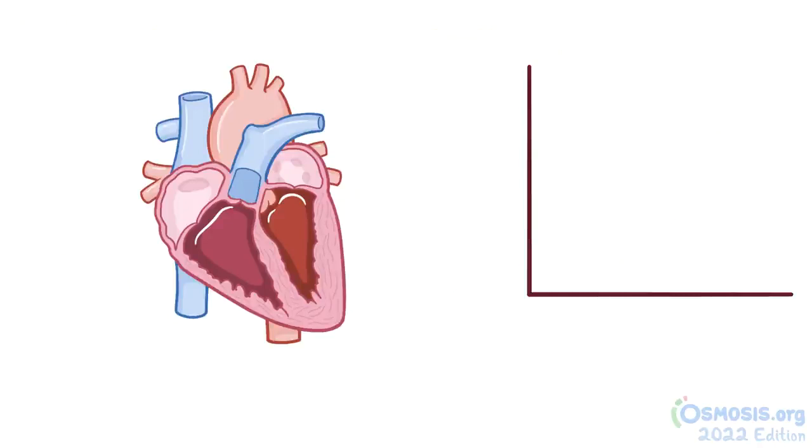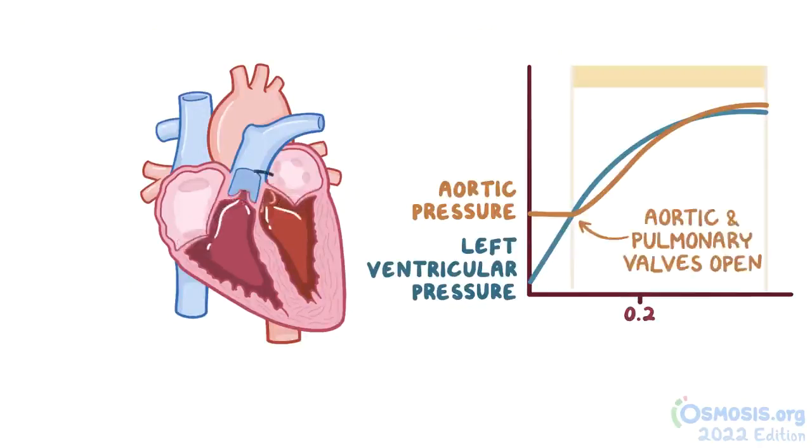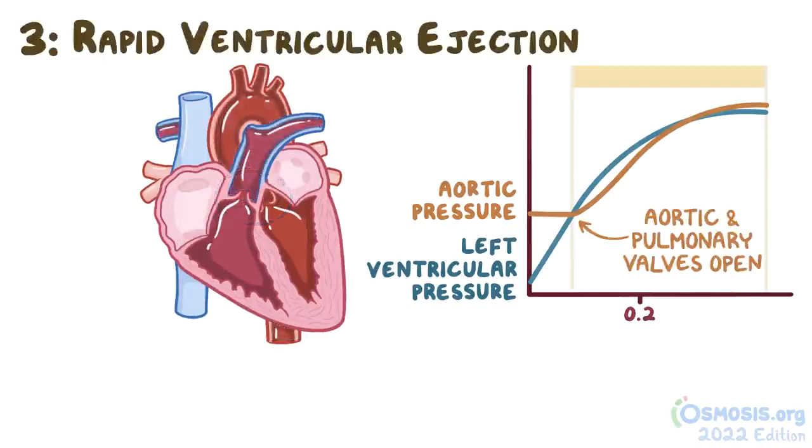By the end of the isovolumetric contraction, the pressure within the ventricles becomes higher than the pressure within the aorta and pulmonary arteries, so the aortic and pulmonary valves open. This event marks the start of the next phase, rapid ventricular ejection. This phase is called rapid ventricular ejection due to a sudden ejection of a large amount of blood from the ventricles.